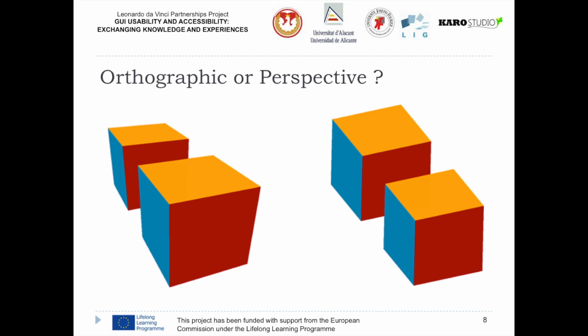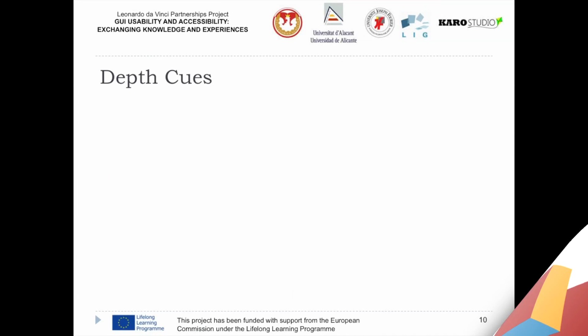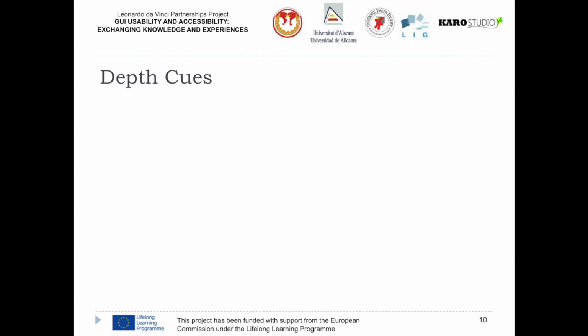So now a simple question. Which one of these two images has been made with a perspective projection and which one with an orthographic one? Do you see what are the advantages of each projection? The answer will be discussed next. We will see now the depth cues.